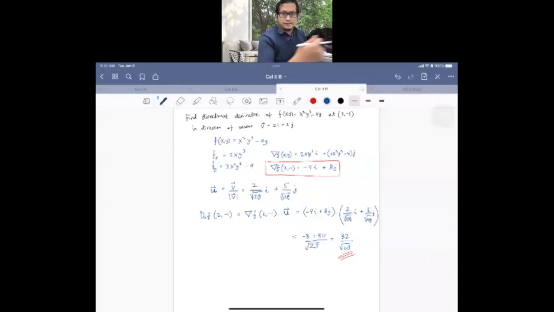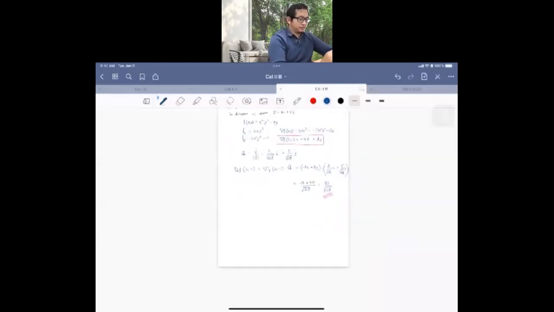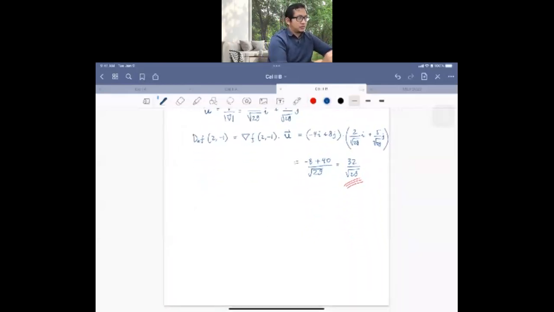Okay, perhaps any questions? Okay, maybe let me give you more sections if we have a function of three variables. Okay, if we have three variables.